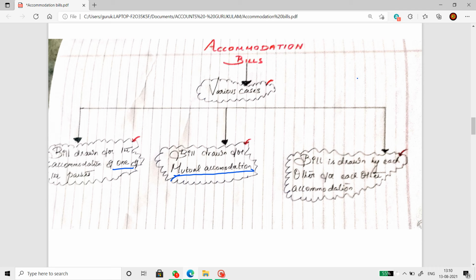Whereas the third case, the bill is drawn by each other for each other's accommodation. So these are the various cases in which we'll get problems. Now I'm going to pick each of these cases and do some basic questions first.